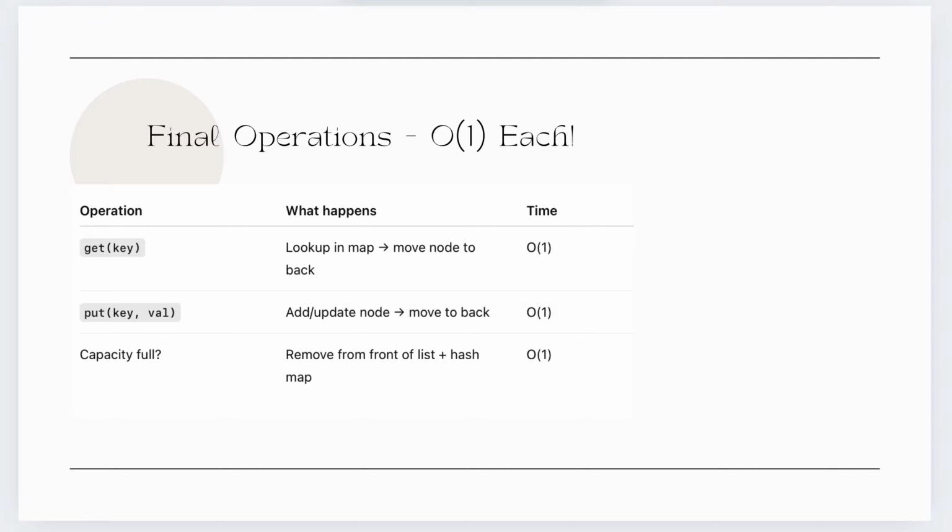Let's see how each operation works in O of 1. Get key, look up in hash map and move to back. Put key value, insert or update and move to back. Evict, remove node at front, least recently used. So the doubly linked list gives us fast ordering, and the hash map gives us fast key access.